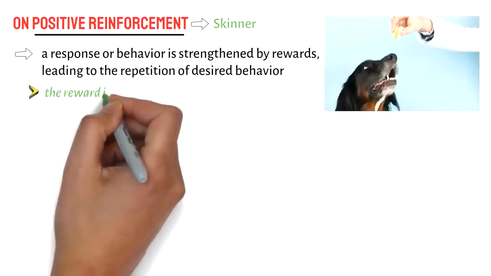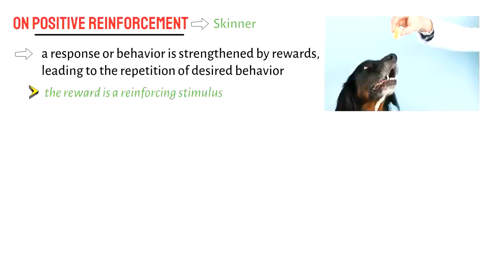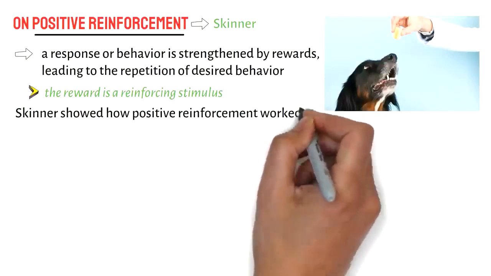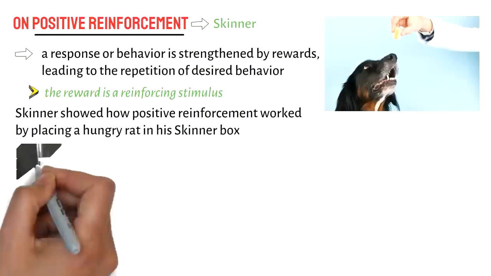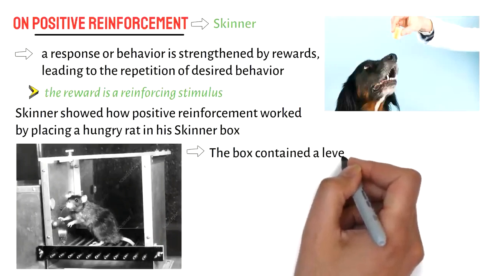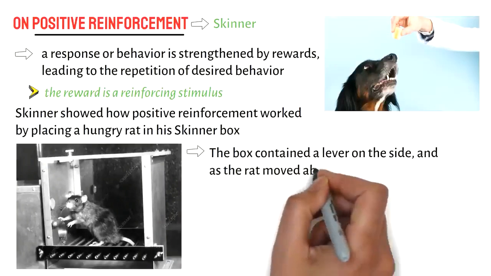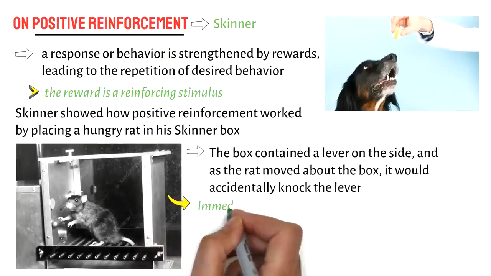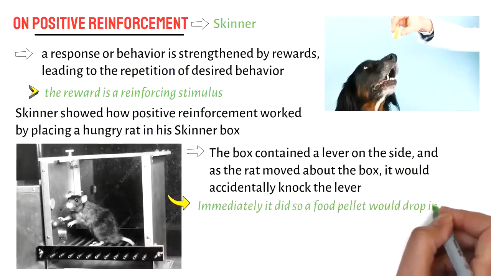Here, the reward is a reinforcing stimulus. Skinner showed how positive reinforcement worked by placing a hungry rat in his Skinner box. The box contained a lever on the side, and as the rat moved about the box, it would accidentally knock the lever. Immediately it did so, a food pellet would drop into a container next to the lever.